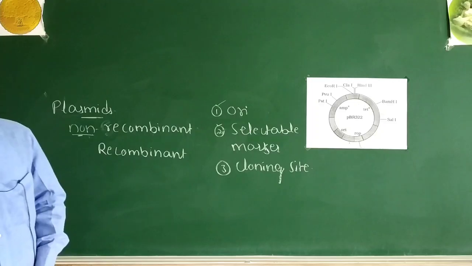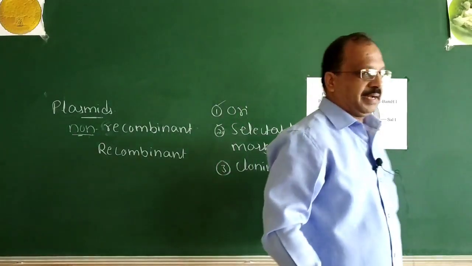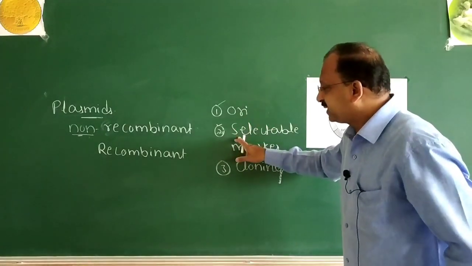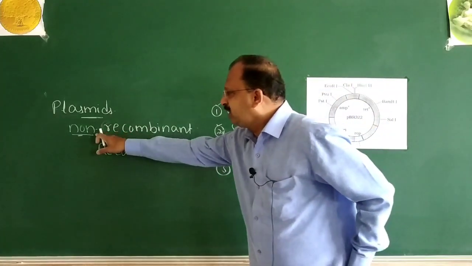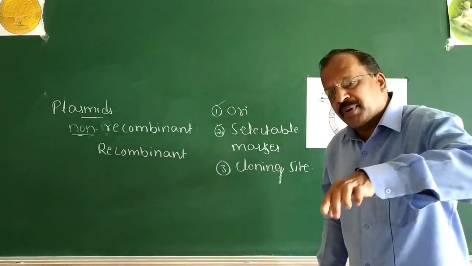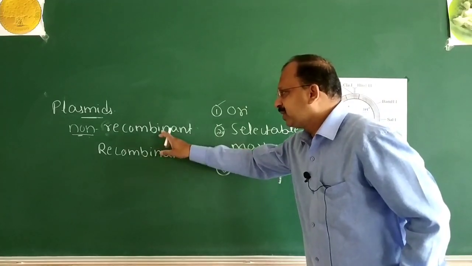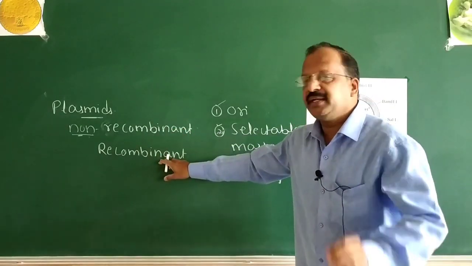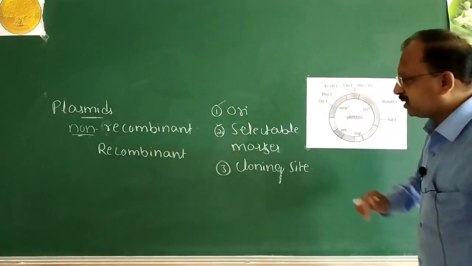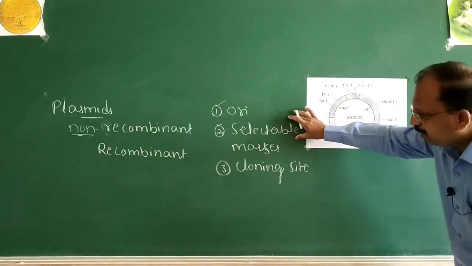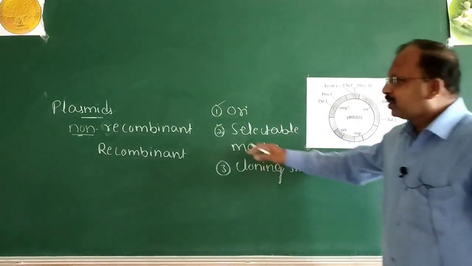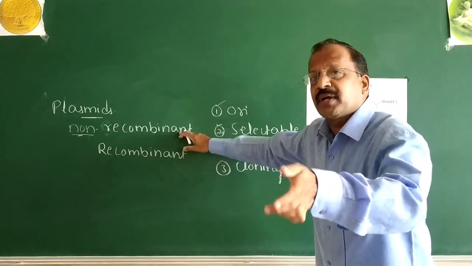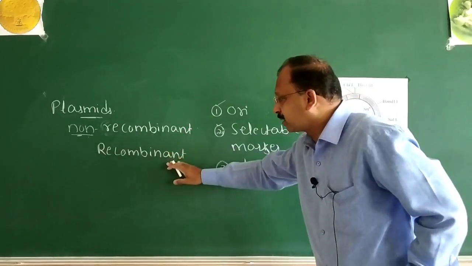Selectable marker eliminates non-recombinants. Instead of that, you can also call it a non-transformant. Selectable marker eliminates non-recombinants and selectively permits the growth of recombinants. Non-recombinant, or you can call it a non-transformant. Recombinant, transformant. Look over here, take care of these points. Selectable marker eliminates non-transformants or non-recombinants, and selectively permits the growth of transformants or recombinants.